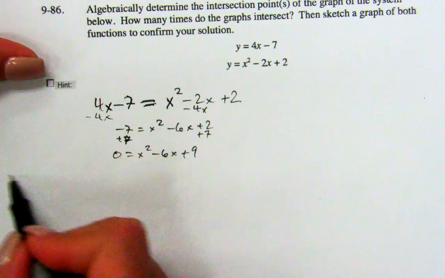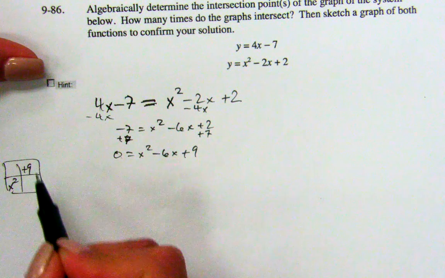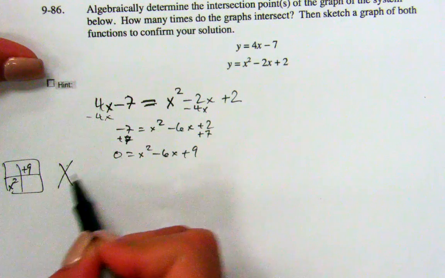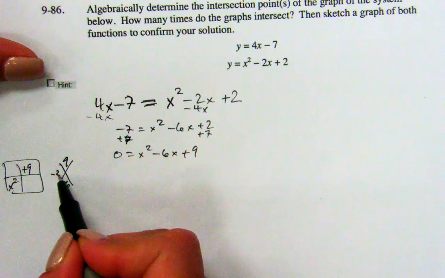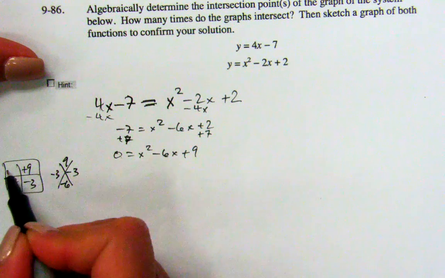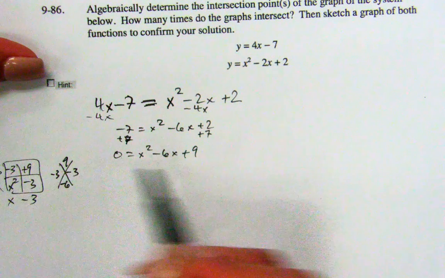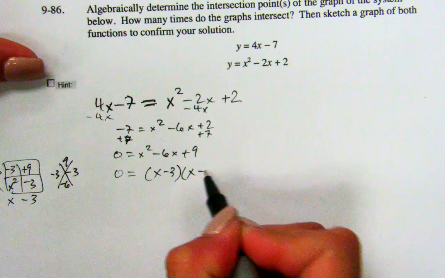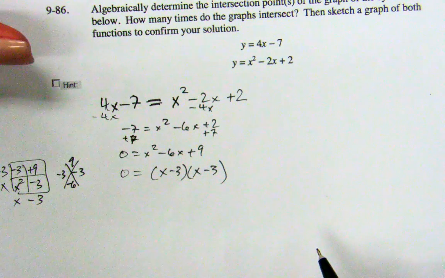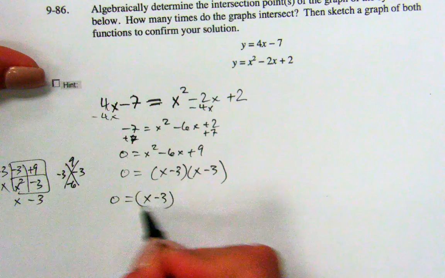So if I can, I'm going to try to factor x squared minus 6x plus 9. Some numbers that'll multiply to 9 but add up to negative 6. That's going to be negative 3 and negative 3. So now I have x minus 3 and x minus 3, and I think I was right. I have two of them. Okay, so 0 equals x minus 3 squared.